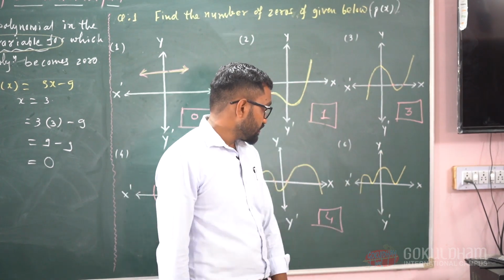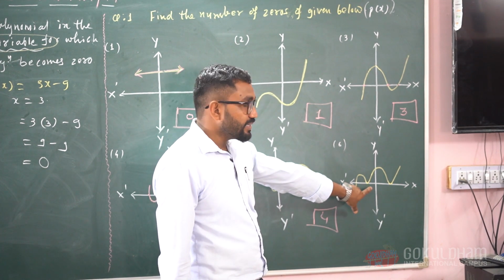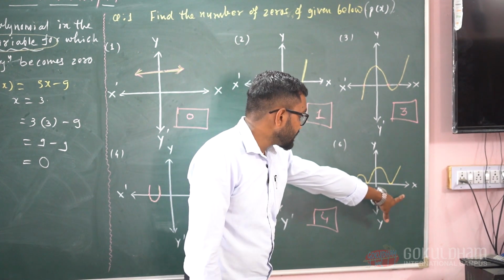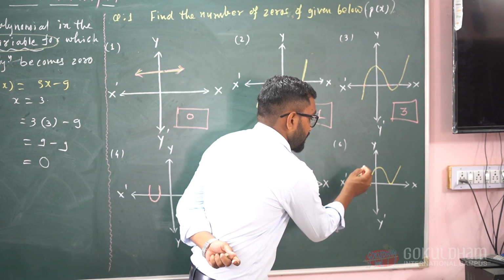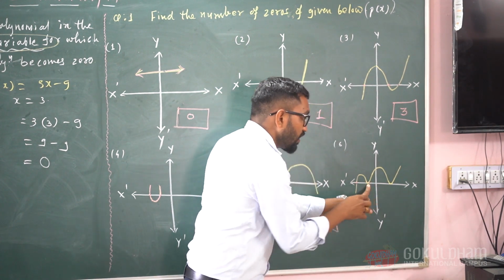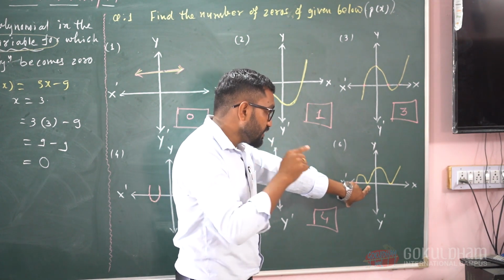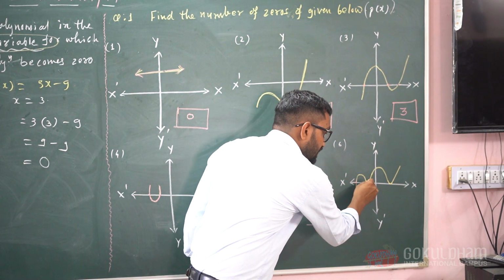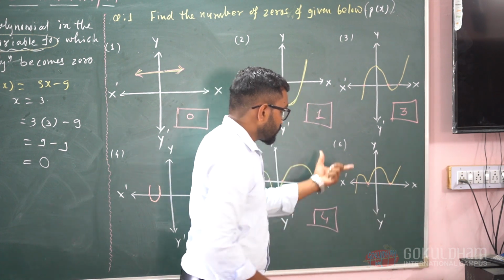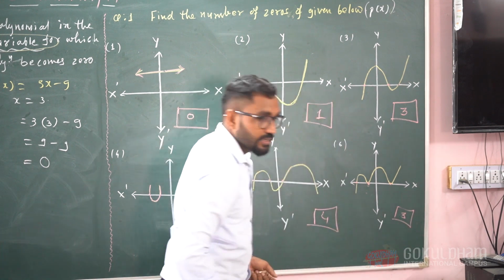Question number 6. How many places does the graph intersect the x axis? Here it does not intersect but only touches. So this is also a point, the second and third. So the number of zeros of this polynomial is 3.